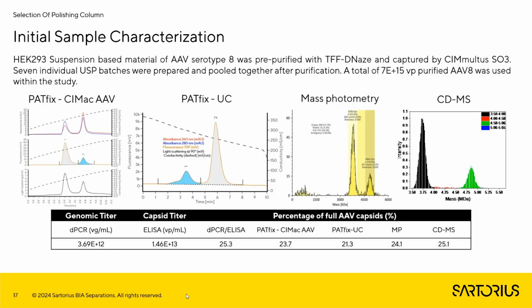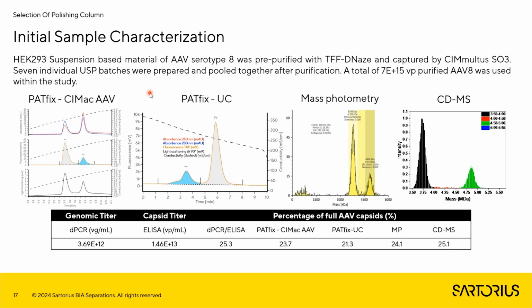So if we start with the first one, which is the selection of polishing column, I will also bring up the pointer since it's easier to navigate this way. Basically, what we wanted to first do is use the same sample for the entire study. And here, the first slide represents the initial sample characterization. So what we started with was our core sample.